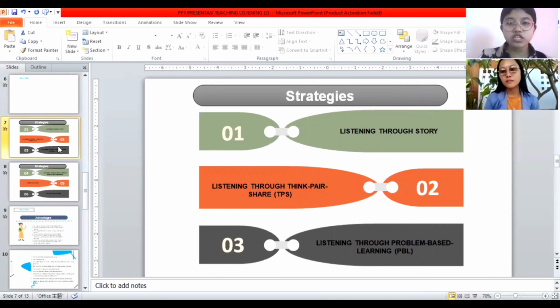Listening through story is a strategy used by the teacher, who tells a story while students listen to it. By using this strategy, students are directed to understand the message that has been heard. There are implementation procedures for this technique. The first one is that the teacher presents or reads the selected story directly.